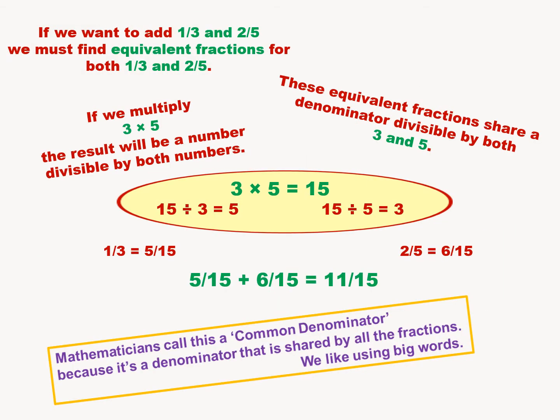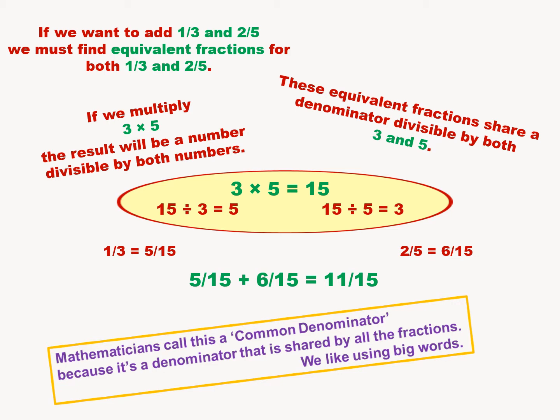Let's try this out. If we want to add 1/3 and 2/5, we know that we'll have to find equivalent fractions for both. And now we know that these equivalent fractions will share a denominator that is divisible by both 3 and 5. That is, it will be a denominator that has both 3 and 5 as factors. How can we find this number?